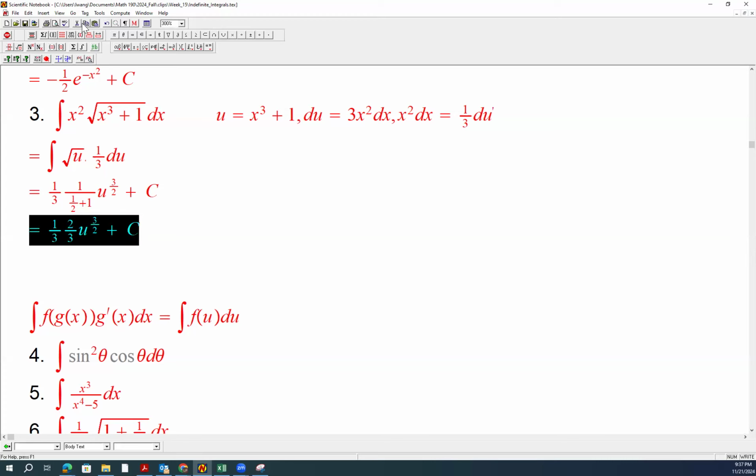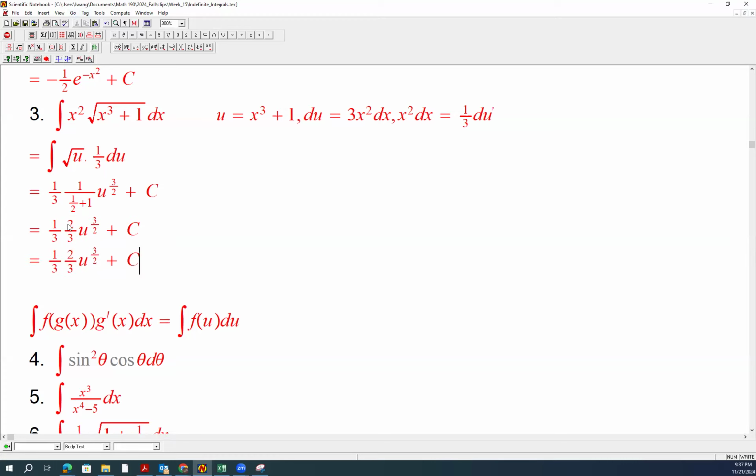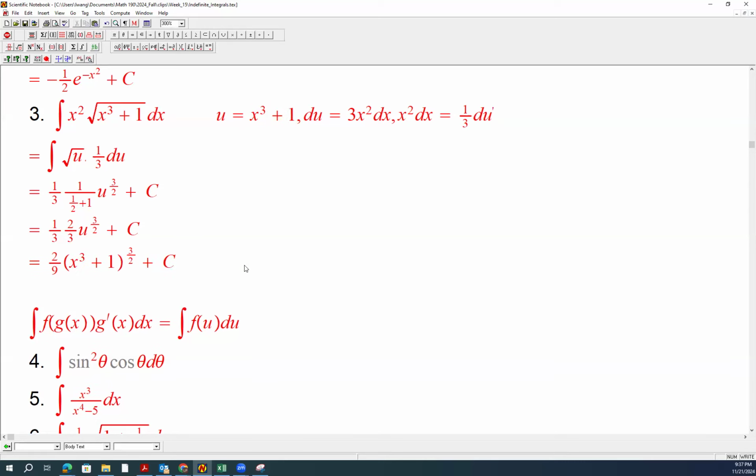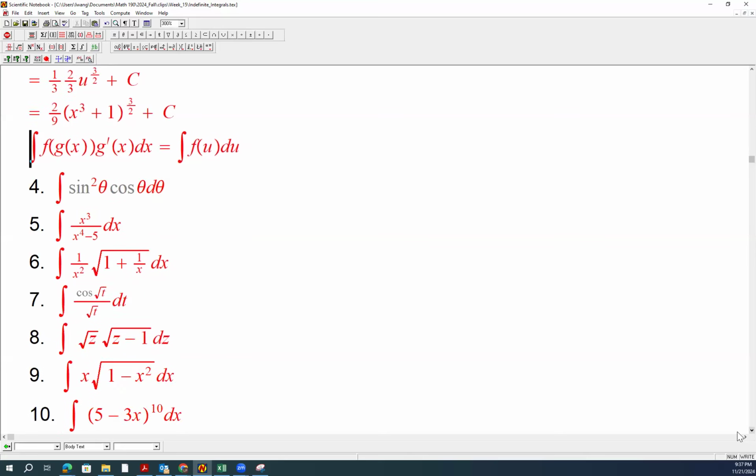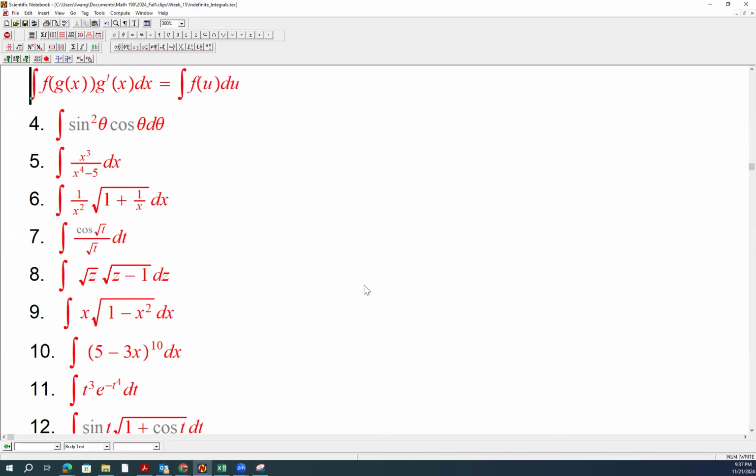One more step, or you can just go straight to the next step, which is going to be 9/2. And don't forget to substitute u in terms of x to finish the question. And that's it. The next one, we're going to see a trig function.